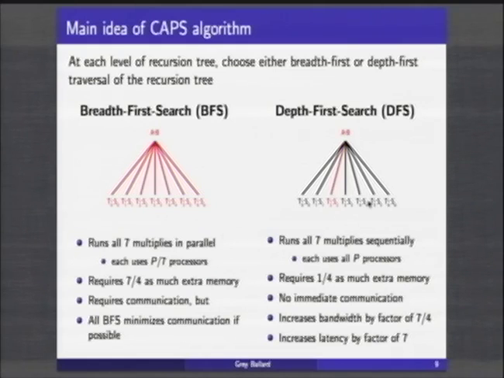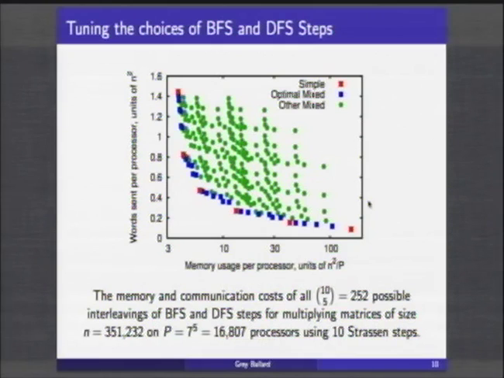In theory. In practice, there are a lot of different choices you can make. So this plot is meant to show a particular example. Suppose we're going to take 10 recursive steps of Strassen, and we have 7 to the 5th processors. That means we're going to need to take 5 BFS steps and 5 DFS steps. But when do we take them? There are 10 choose 5 different interleavings of BFS and DFS.